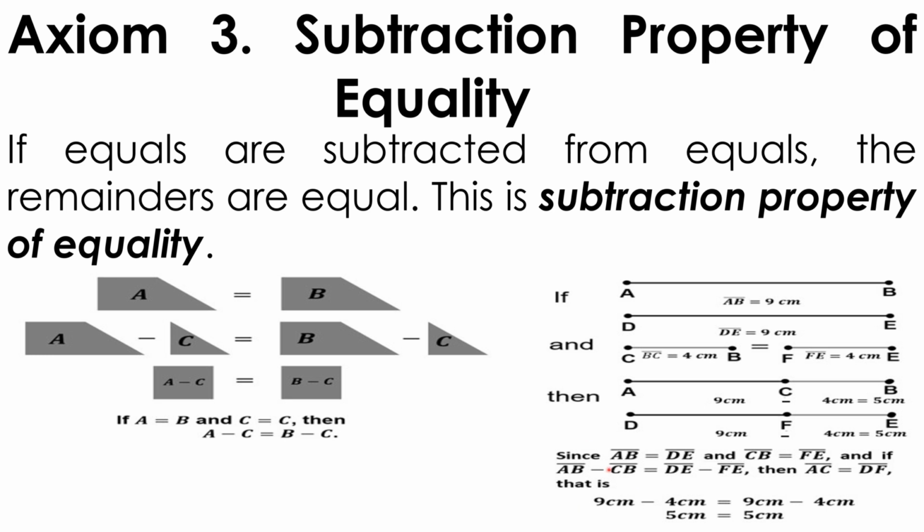So we have here in numbers, since line segment AB is equal to line segment DE, and line segment CB is equal to line segment FE, and if line segment AB minus line segment CB is equal to line segment DE minus line segment FE, then line segment AC and line segment DF are equal. And that is 9 cm minus 4 cm is equal to 9 cm minus 4 cm. And both have the same answer, which is 5 centimeters.